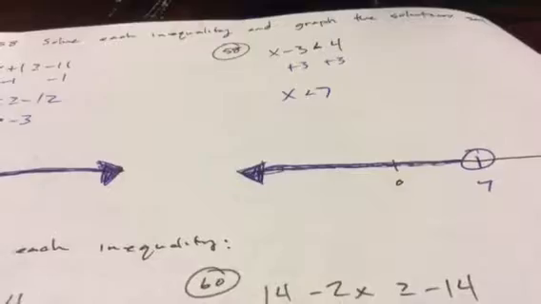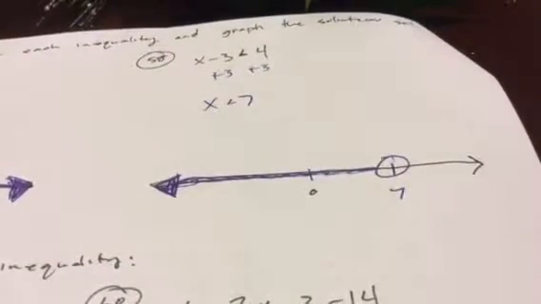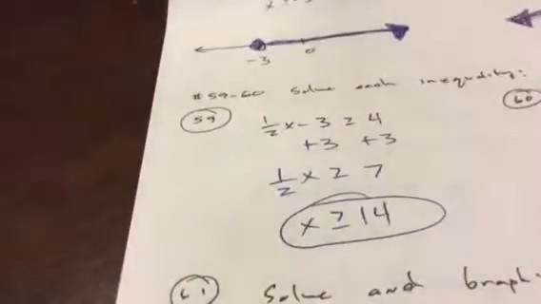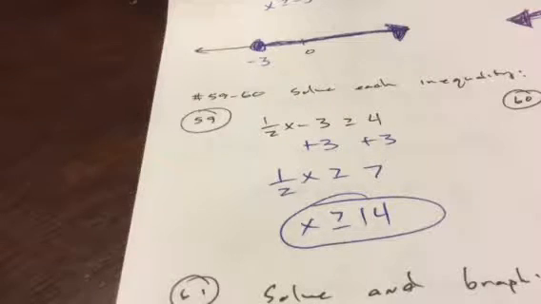57, simply add 3 to both sides. X is less than 7, open circle because it's less than, and shade to the left. Add 3 to both sides. 1/2 of x is greater than or equal to 7. 1/2 of 14 is 7, or you can double both sides. X is greater than or equal to 14 is your answer.